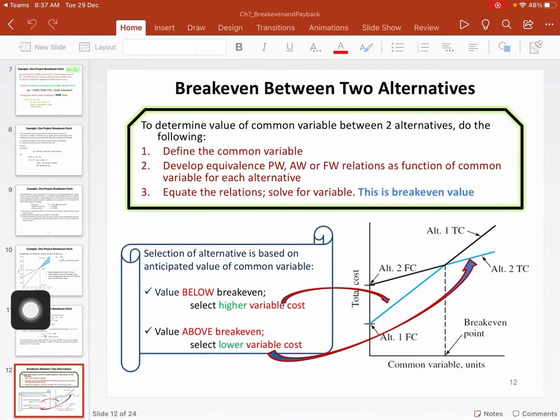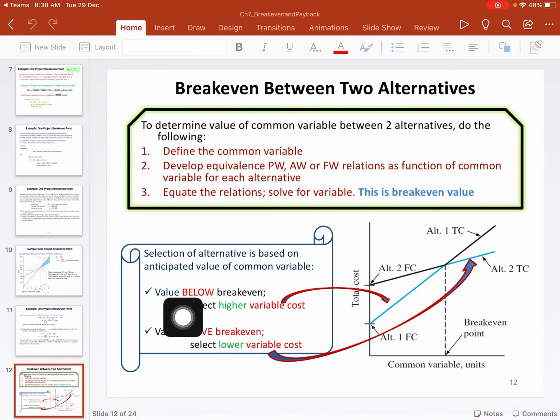So now we move on to break-even between two alternatives. To determine the value of the common variable between two alternatives, do the following. First, define the common variable. Second, develop PW, AW, or FW relations as a function of the common variable for each alternative. Number 3, equate the relations and then solve for the variable. Then you find the break-even values.